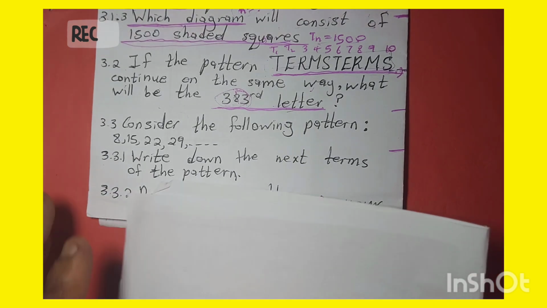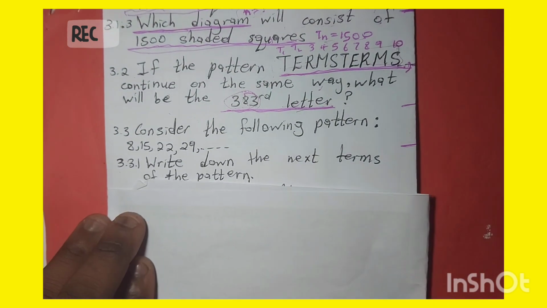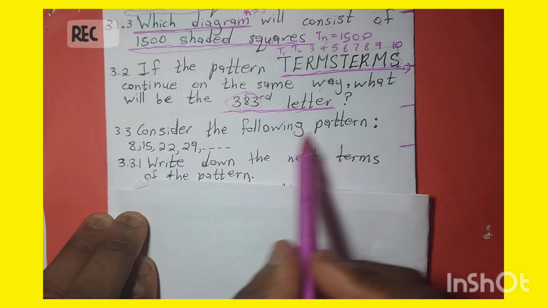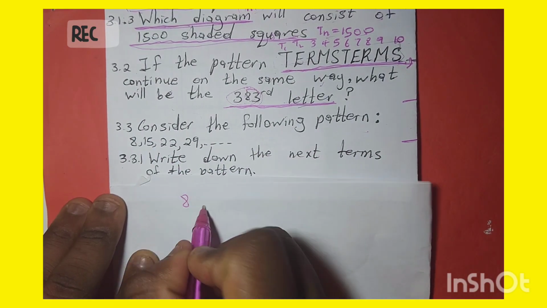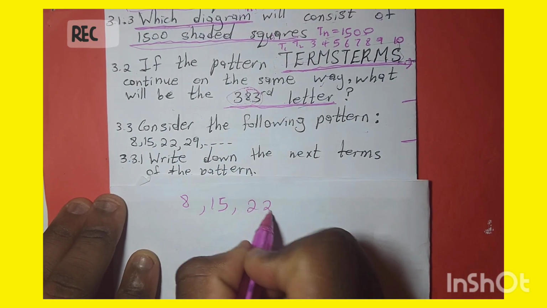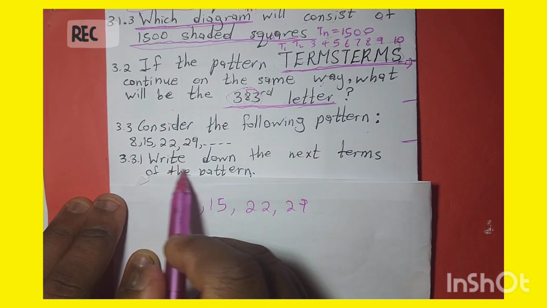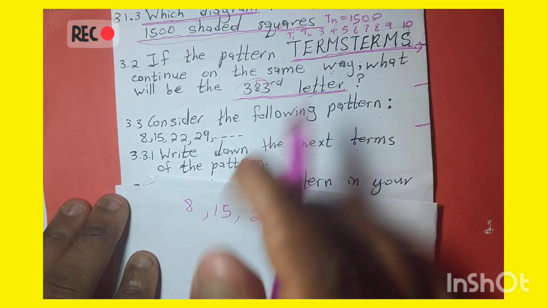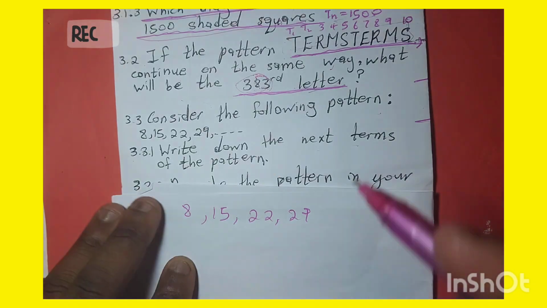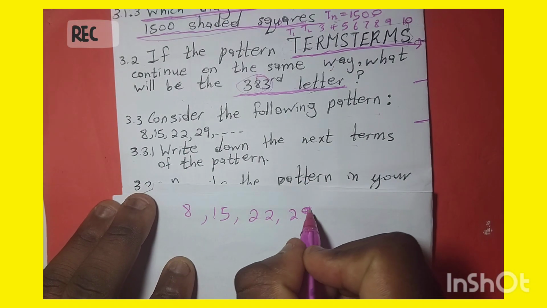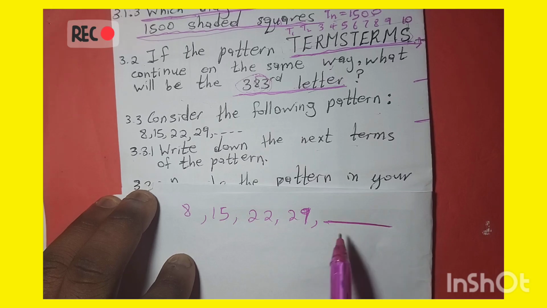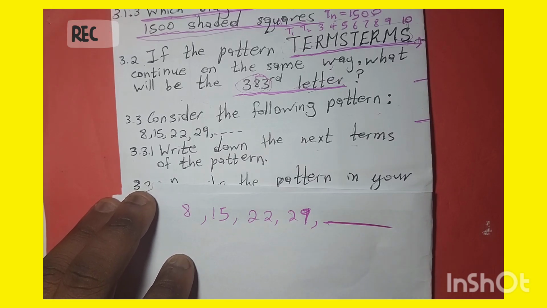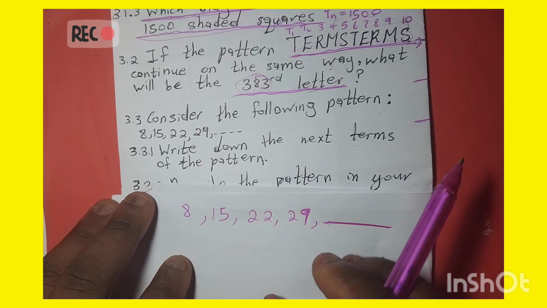So, guys, without talking too much, because I know myself. So here's this thing. Consider the following pattern there. So this one, it's a pattern that you are given. Write down the next term of the pattern. So they need that term there. For you guys to know that term, first of all, know the difference of the pattern there.